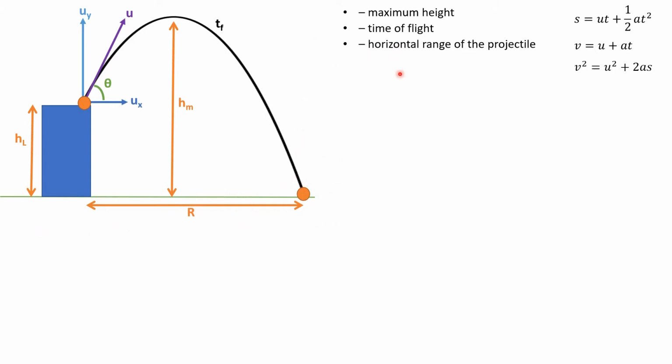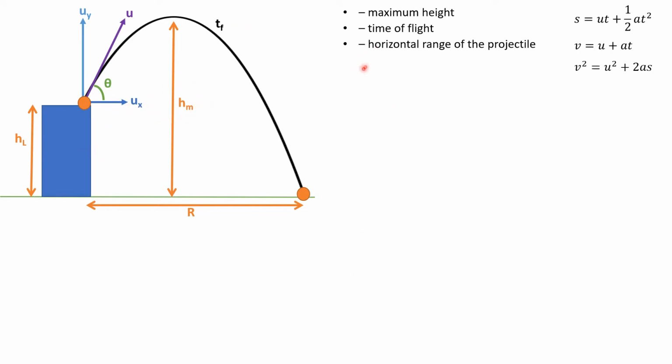Now, of that list of variables that we're interested in, I've concentrated on 3 here: maximum height, time of flight, and horizontal range of the projectile. We're going to try to derive these 3 with respect to all the others. By doing that, we'll see the relationship between, for example, the initial velocity, the angle of launch, as well as the height. So we're going to see how they all relate to each other.